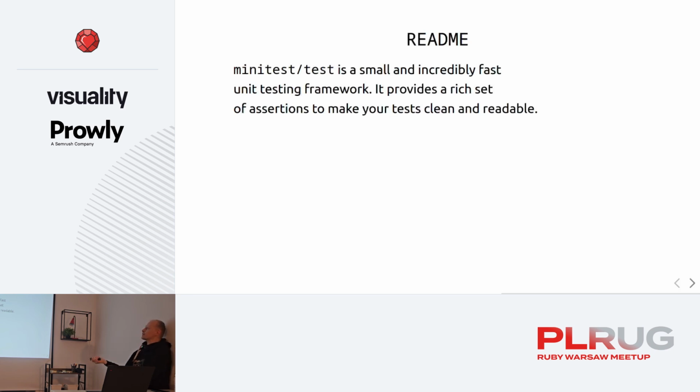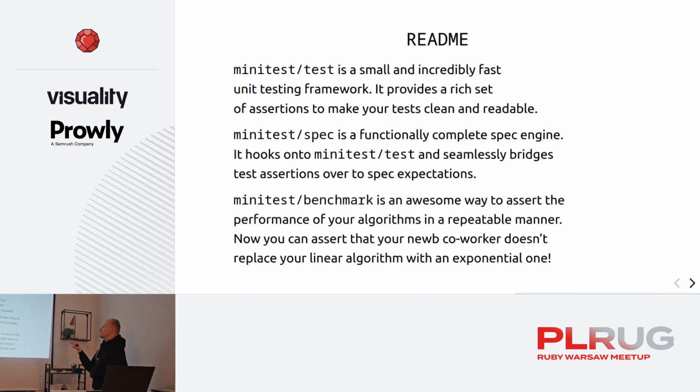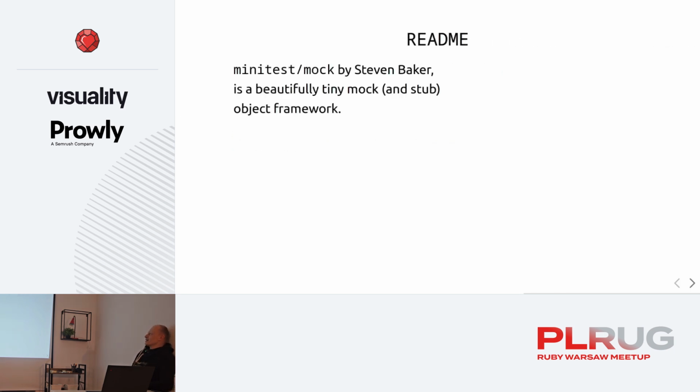It provides a rich set of assertions to make your tests clean and readable. Minitest Spec is a functionally complete spec engine. It hooks onto Minitest Test and seamlessly bridges test assertions over to test spec expectations. And then Minitest Benchmark is an awesome way to assert the performance of your algorithms in a repeatable manner. Now you can assert that your noob coworker doesn't replace your linear algorithm with an exponential one. Again, the README is not on the shy side, but I really like those bits.